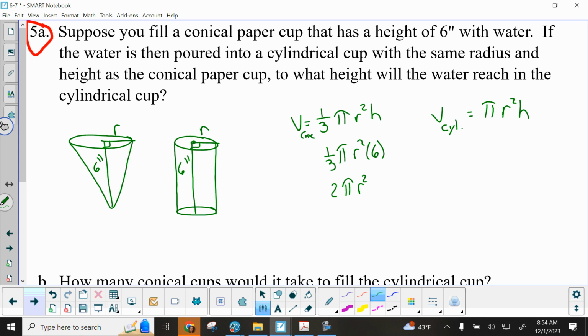So now if I look at the cylinder, and I know the height is 6, actually, let me take that back. I know the height of the cylinder is 6, but it's asking me how far up it's going to go. So I'm actually going to leave this as h because I don't know how high it's going to be filled up yet. And now I'm going to put this in for the volume. This is my volume.